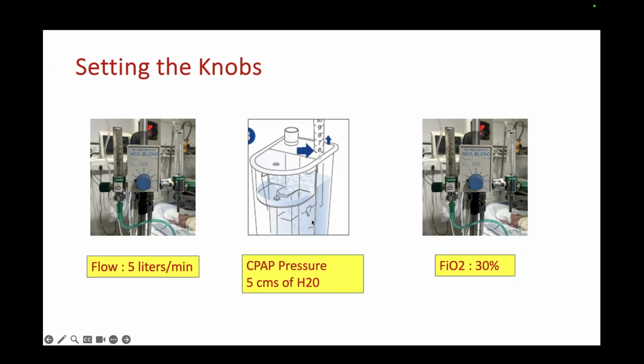So how do you set a pressure of 5 centimeters? The water level should be up to the level in the bubble chamber, and the indicator on the tubing which is inside the water should be displaying 5. Ideally, this should be showing 5 for you to say that the baby is getting a pressure of 5. It is easy to remember the rule of 5 with 30%: flow of 5, pressure of 5 centimeters, and 30% FiO2.